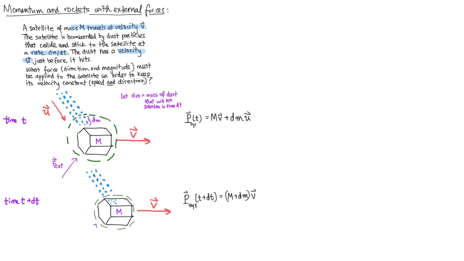And we're going to be applying this constant external force. Our goal is to use momentum conservation to figure out the magnitude and direction of this external force such that the satellite continues to move to the right at velocity v. So this is where we transition to Newton's second law, which says that the change in momentum of the system is brought about by an impulse.